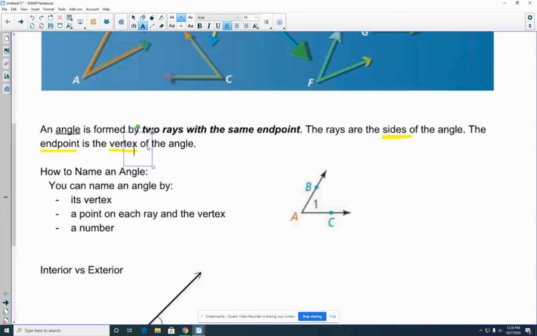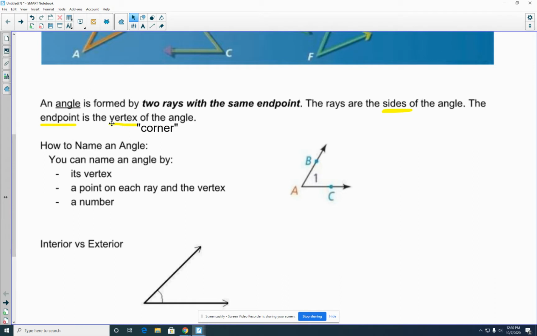The vertex acts as the corner in the middle of the angle. Okay, so we're dealing with rays. Rays that have the same endpoint form an angle. The rays are the sides. The endpoint is the vertex. So take a look over here. Here is an angle. We can name an angle by using these three different methods. First, you can name an angle by using its vertex. The vertex is the endpoint of a ray, or the corner of the angle. So if you take a look here, which letter do you think is the vertex? The vertex here is A.